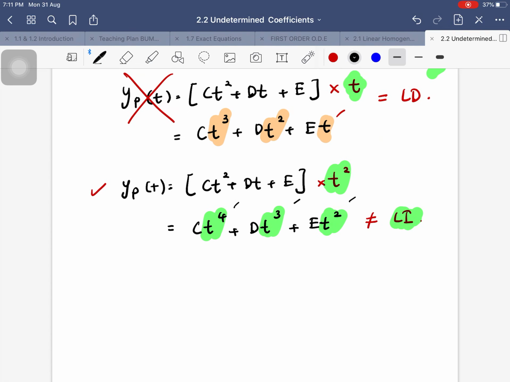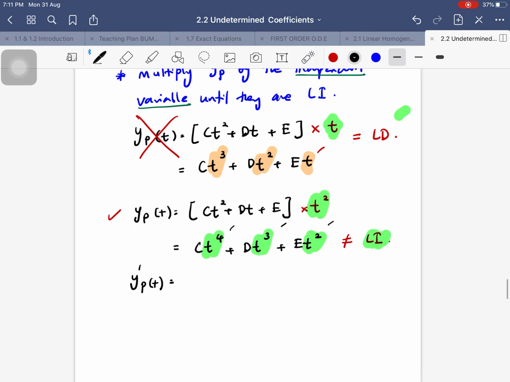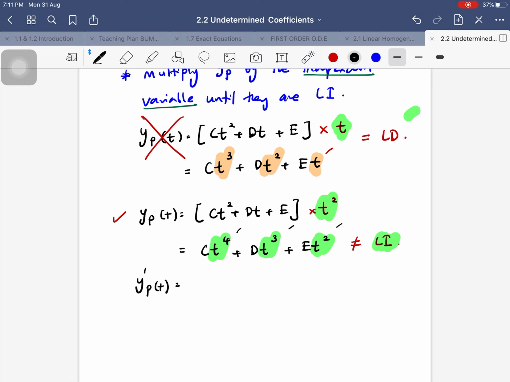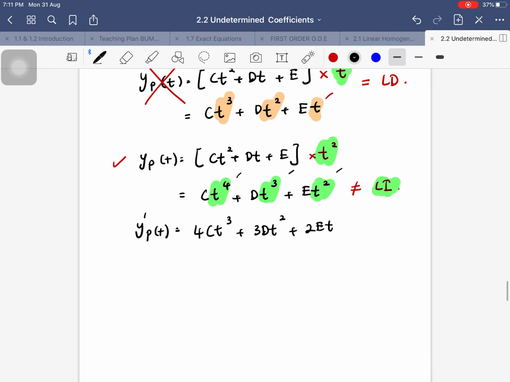I'm going to stay with the same steps as previously. I'm going to have to differentiate this twice in order to find the values of c, d, and e. My y prime for this case is going to be 4ct cubed plus 3dt squared plus 2et. That is the y prime. And y double prime, the second derivative, is going to be 12ct to the power of 2 plus 6dt plus 2e.